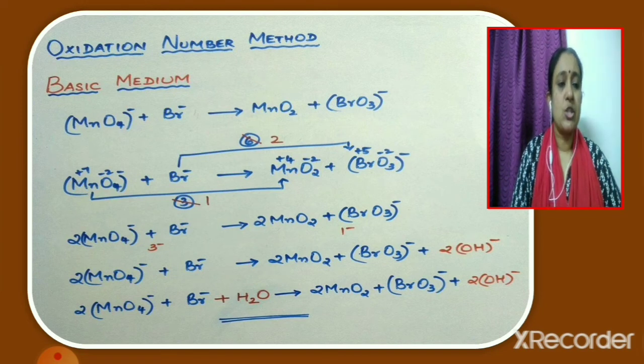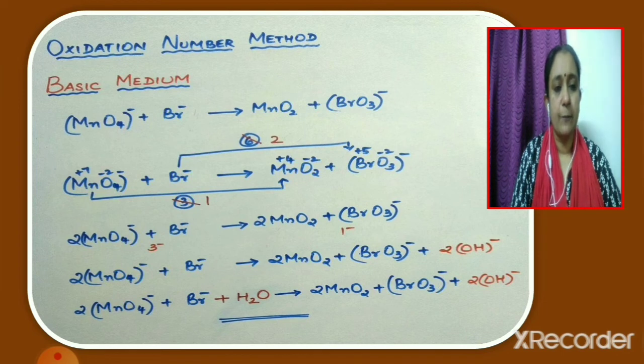Next, we have to make the charges the same on both sides of the equation. Now what is the total charge on the reactant side? 2- plus 1-, which is -3. Now what is the total charge on the product side? It is -1. So here, since the reaction is taking place in basic medium, to make the charges the same on both sides of the equation, we need to add the required number of OH- ions.